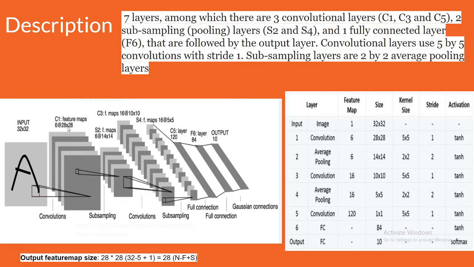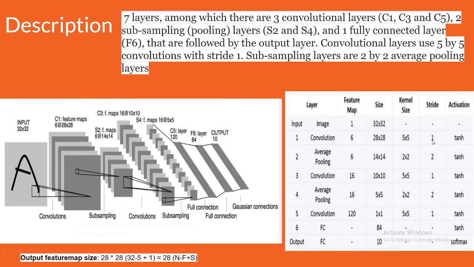So how did we get 28? There is a simple formula. Just remember this formula. Going forward, the formula will change a little bit, but as of now we are applying input minus filter plus stride. The input is 32.